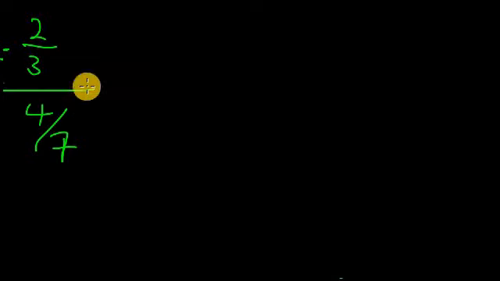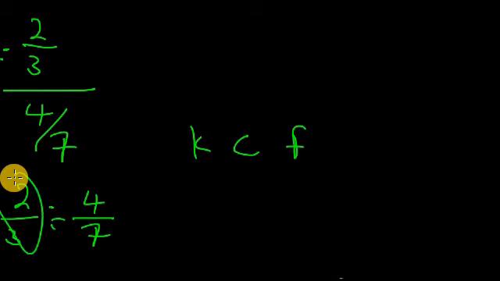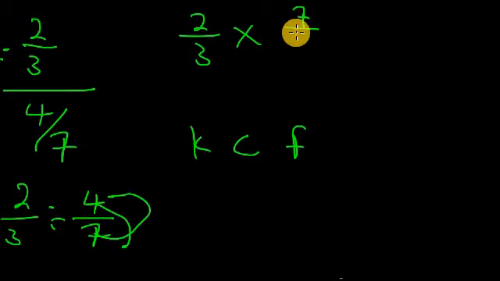So what I'm going to do is change this long division into a regular division. I'm going to have 2 divided by 3, then divided by 4 over 7. Then the next thing is to use keep, change, and flip. I'm going to keep the first fraction, which is 2 by 3, and change the sign into a product. And I'm going to flip the second one. Turn this to this, turn this to this. I'm going to have 7 by 4.